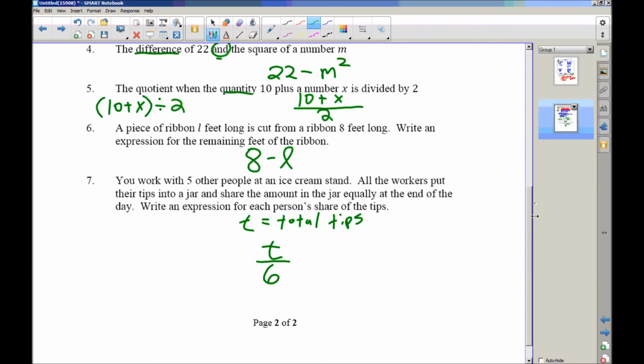Be careful and don't get tricked into just using this 5. Remember, it's you and 5 others. So there's actually 6 people. So you got to read these expressions pretty closely.